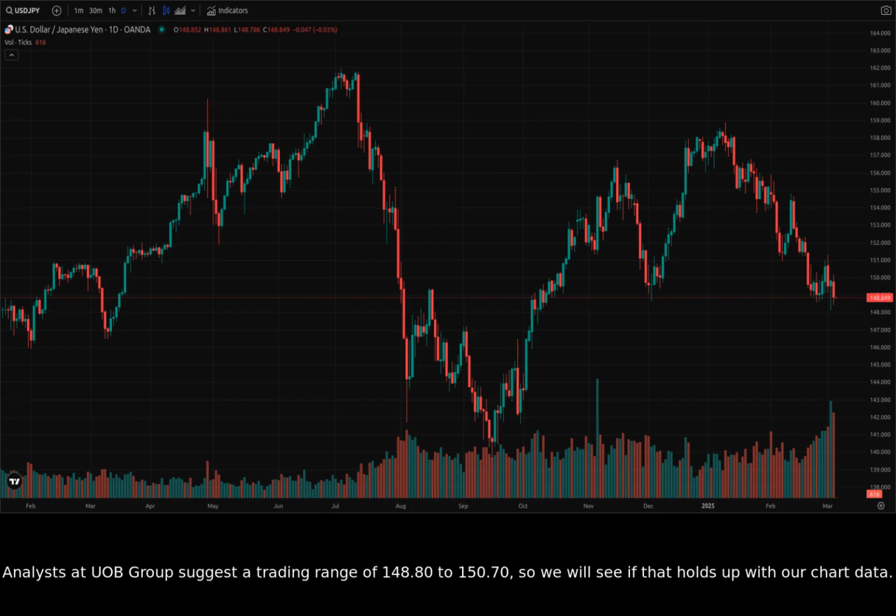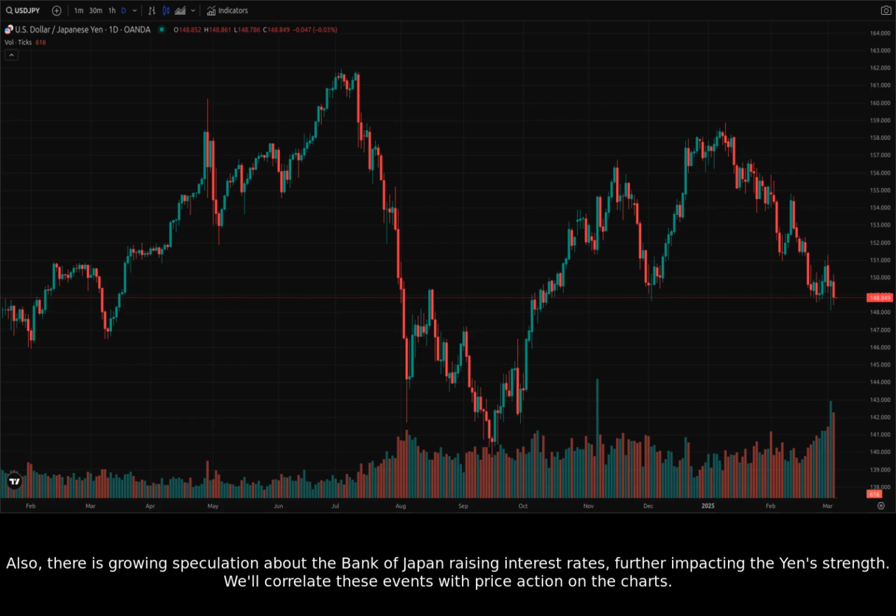Analysts at UB Group suggest a trading range of 148.80 to 150.70, so we will see if that holds up with our chart data. Also, there is growing speculation about the Bank of Japan raising interest rates, further impacting the yen's strength. We'll correlate these events with price action on the charts.